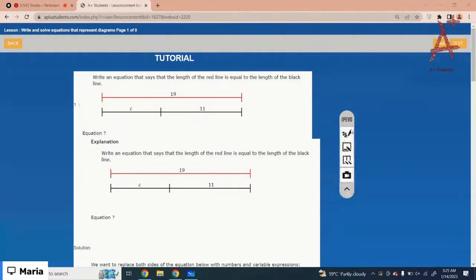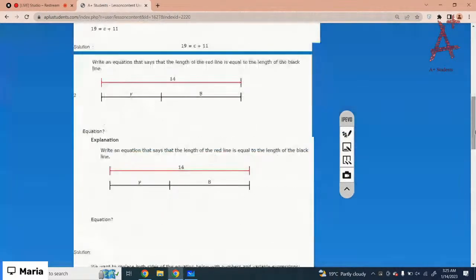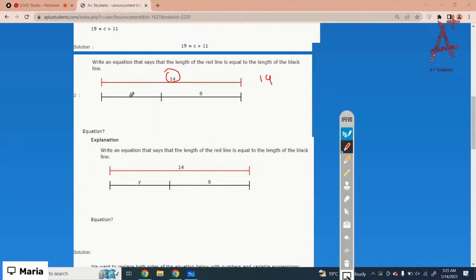Okay, the next example is write an equation that says that the length of the red line is equal to the length of the black line. Again, you have to write down the equation. Got it. So here the length of the red line is mentioned, that is 14, and the length of the black line has two parts. So that means the length of the complete black line is the sum of both the lengths. It would be y plus 8. So when you have to write down the equation, you can write it as y plus 8 equals 14. Got it.